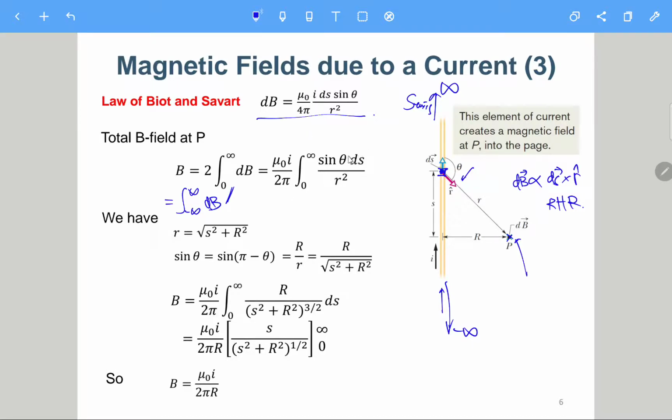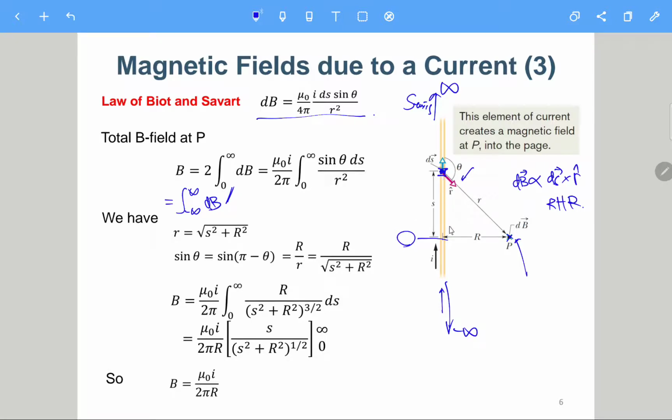Mu 0 I is independent of ds, so this term can be factored out. So we have sine theta here. Actually, sine theta is related to s, because we assume 0 is here. The length here is s, and then this is r. So r, theta and s are all related to each other.